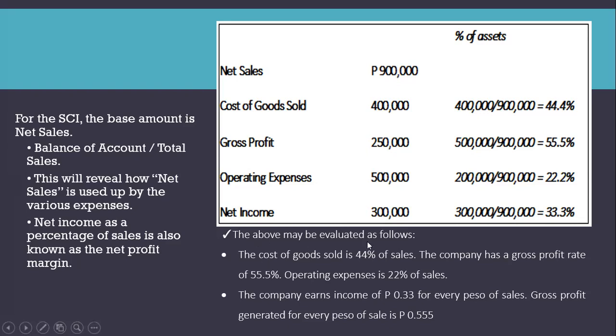So, the above may be evaluated as follows. The cost of goods sold is 44% of sales. The company has a gross profit rate of 55% and operating expense is 22%. So, napakita naman yan sa ating computation. Then, the company earns income of 0.33 for every peso of sales. Gross profit generated for every peso of sale is 0.55. So, ganun lang po yung halaga ng income natin.